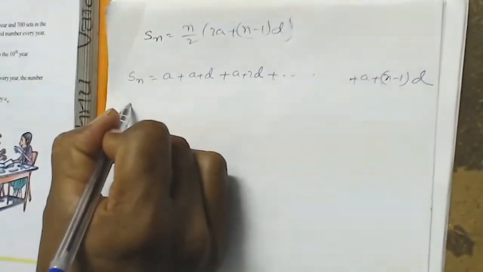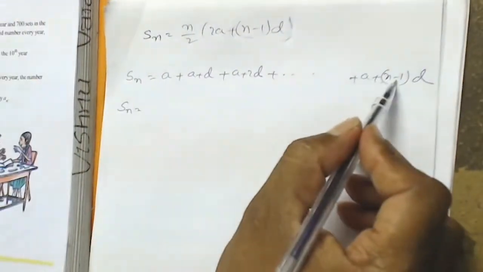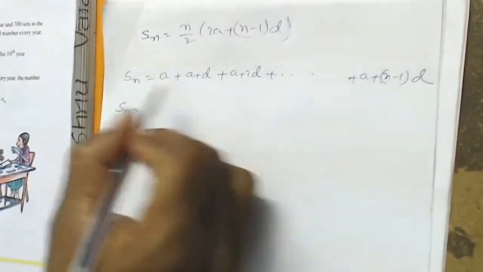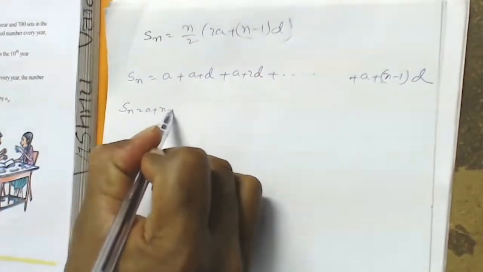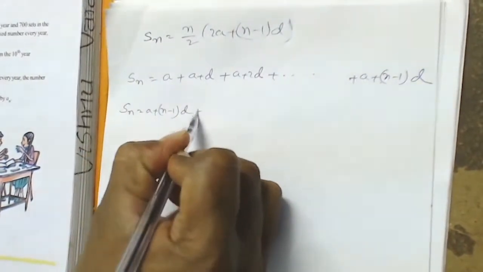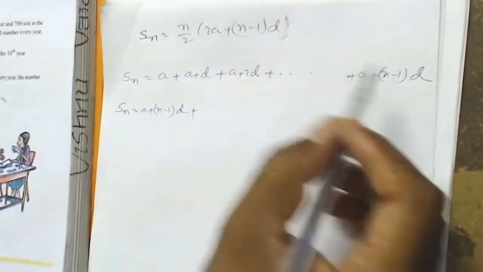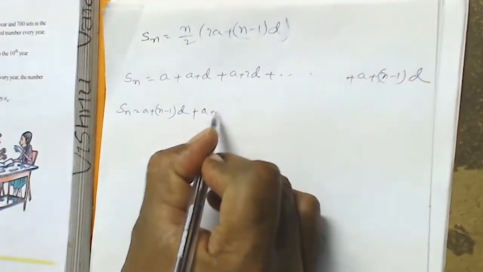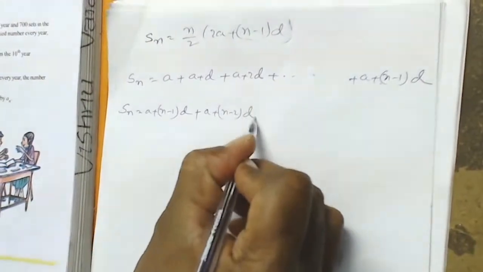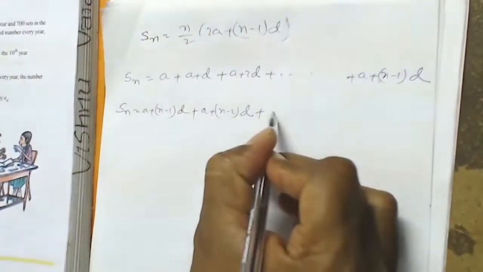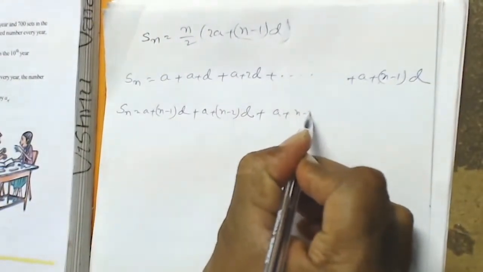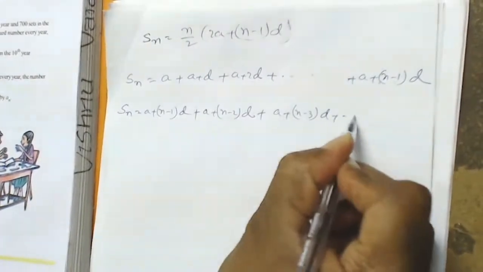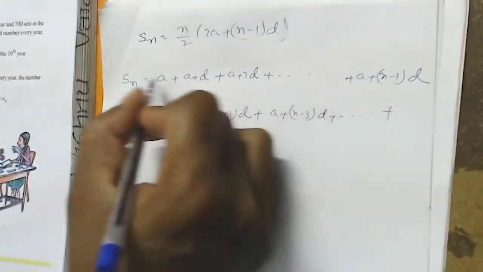Now what I am writing is the same sum of n terms only, but I am writing it in reverse. The last one I am writing as first. What is the last here? A plus n minus 1 into D. So its previous term becomes A plus n minus 2 into D. Its previous term becomes A plus n minus 3 into D, etc. And its last term becomes A.